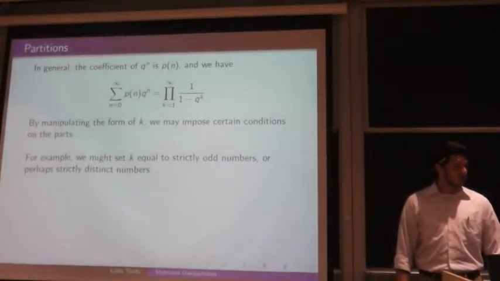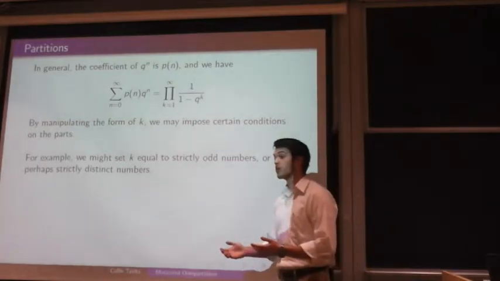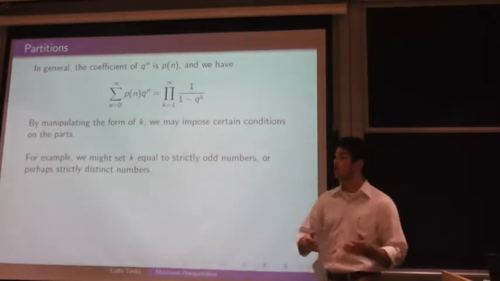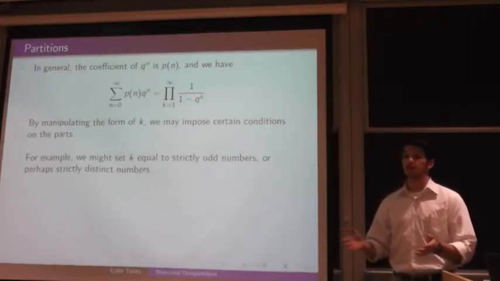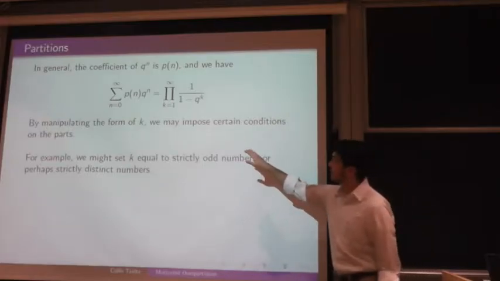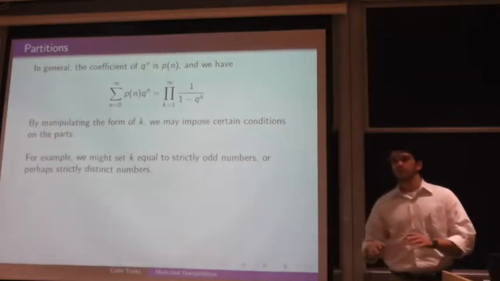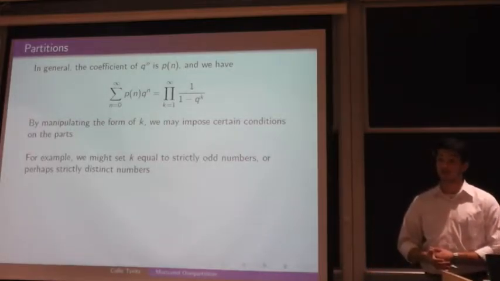So if, for example, we were to set k equal to 2k plus 1, we would have partitions with parts that are strictly odd, because we're only generating numbers that are odd in that case. And then similarly, if we leave it in the form that it is, we can also restrict it so that it has strictly distinct parts.